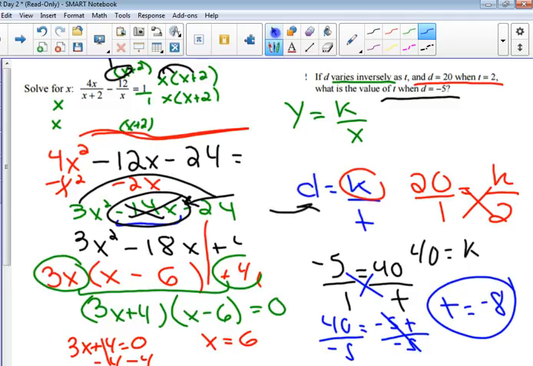Okay. These show up a lot. I mean, I think on almost every regents you have some kind of inverse variation problem. Is that easy for you guys? Hard? Easy? Good. Half the battle was seeing it and recognizing the formula. So that was good, you guys.